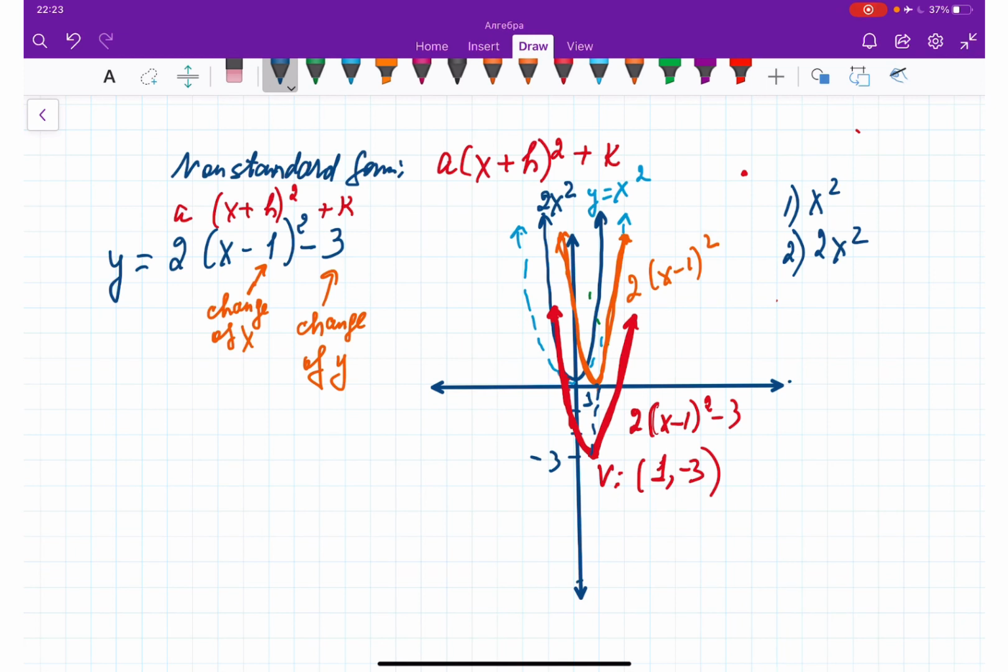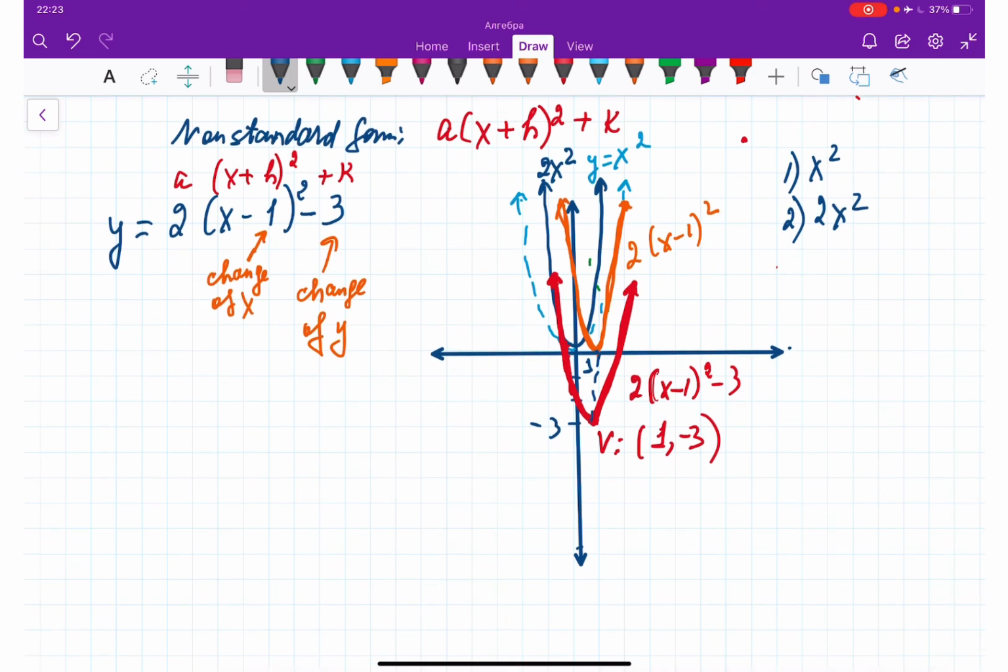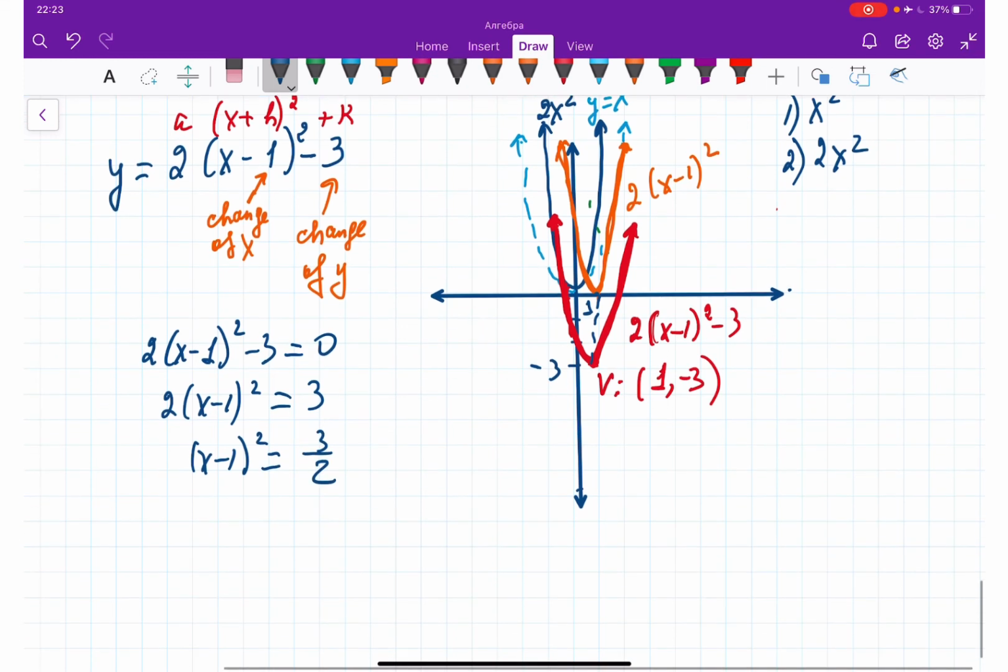Now, if we want to find out the values of x, we need to solve it. At any point on the x-axis, our y is going to be 0, which means twice x minus 1 squared minus 3 is equal to 0. From here, twice x minus 1 squared equals positive 3. x minus 1 squared is equal to 3 over 2, right? We divide by 2. And x minus 1 is going to be equal to plus or minus the square root of 3 over 2.